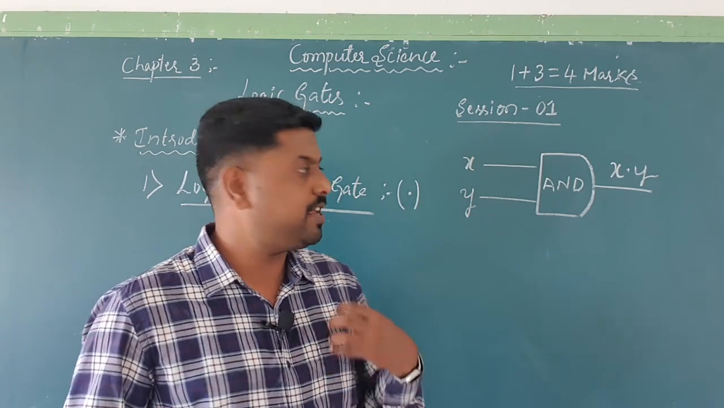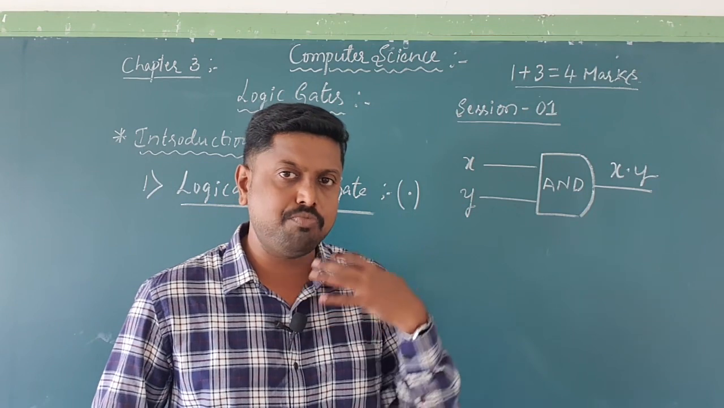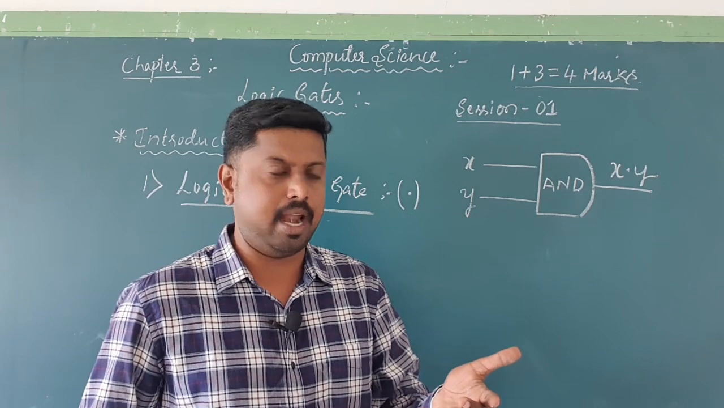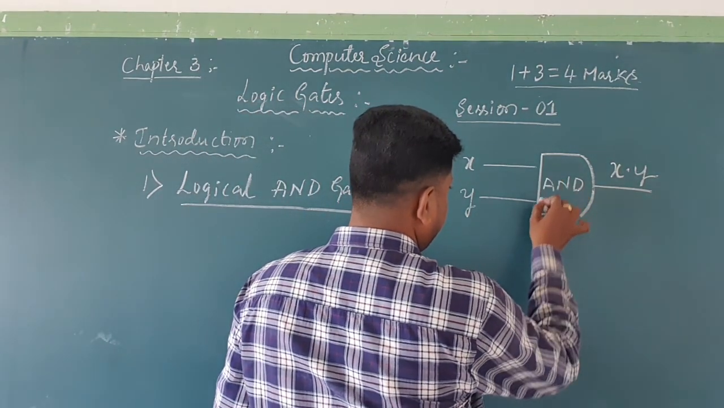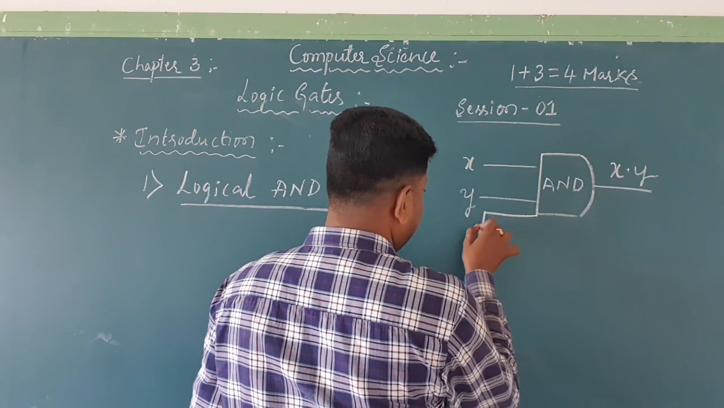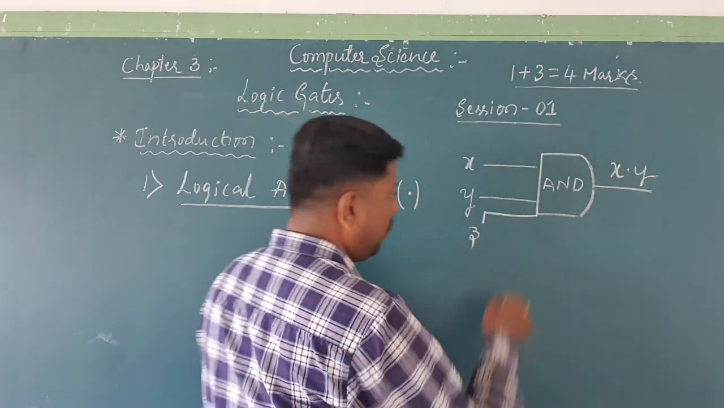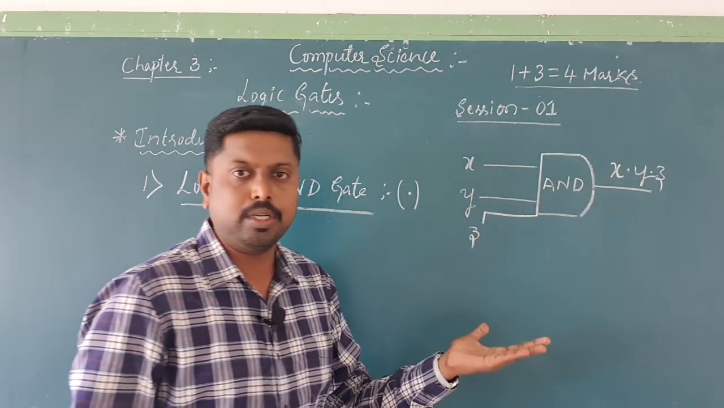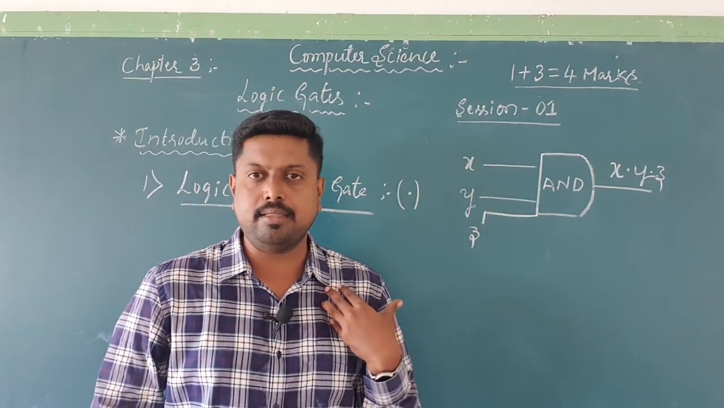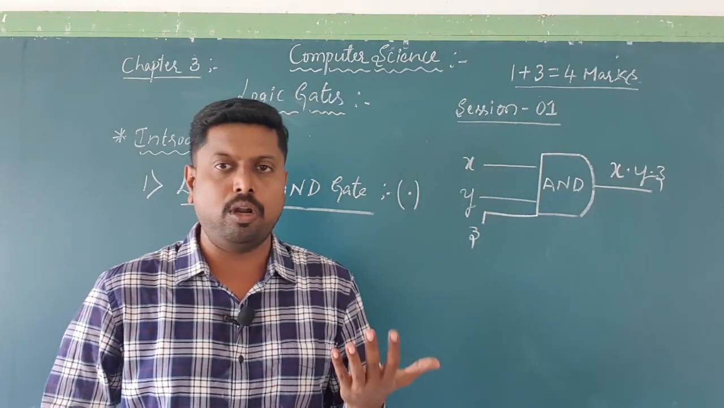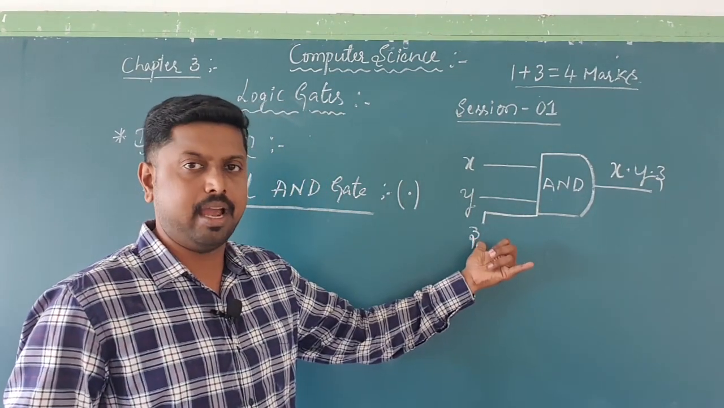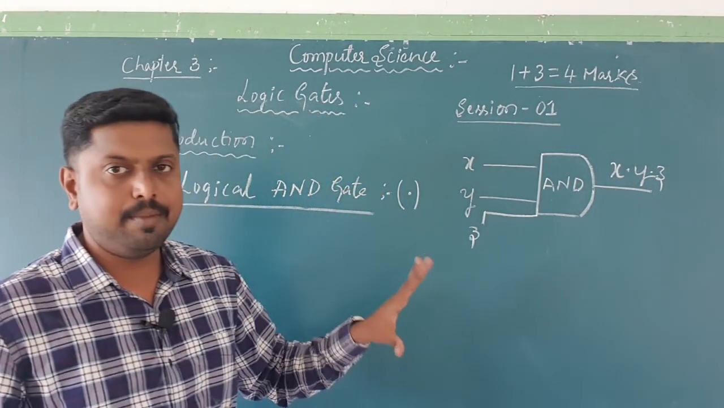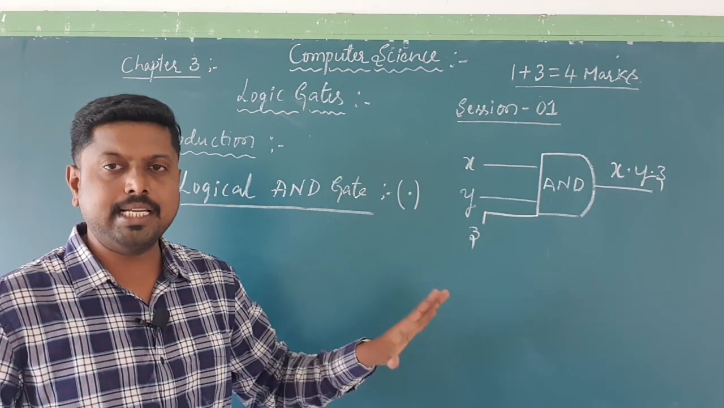We can make this logical AND gate into a 3 input logical AND gate. If I insert one more input like this, Z, then for the same AND gate, X into Y into Z will be the output. Yes, we can, because as I said in the definition, it accepts one or more inputs. So this is the symbolic representation of the logical AND gate.